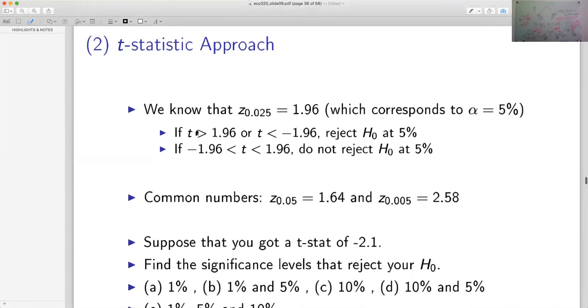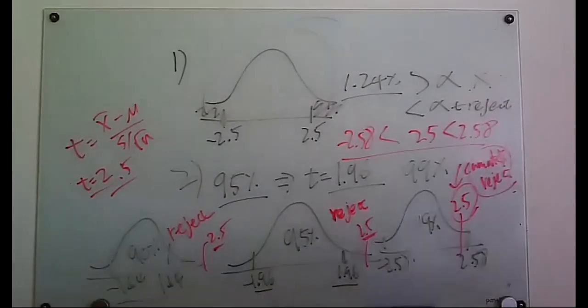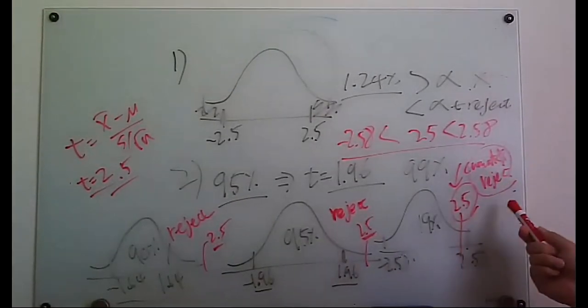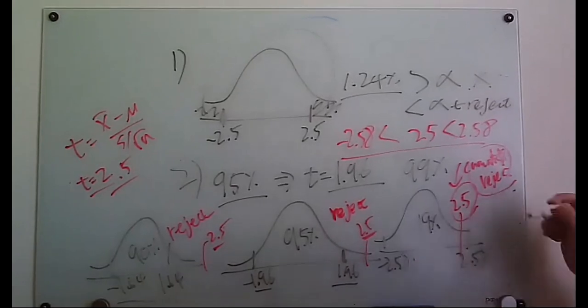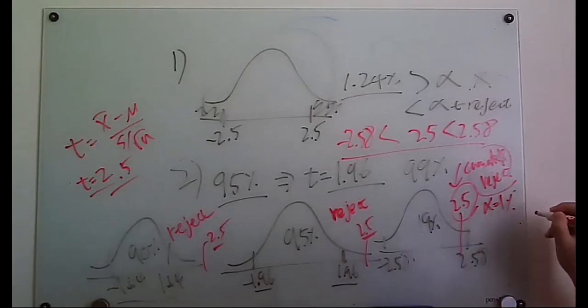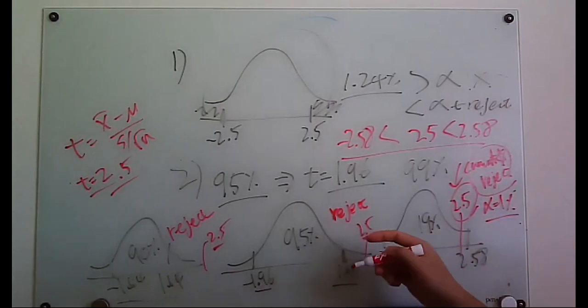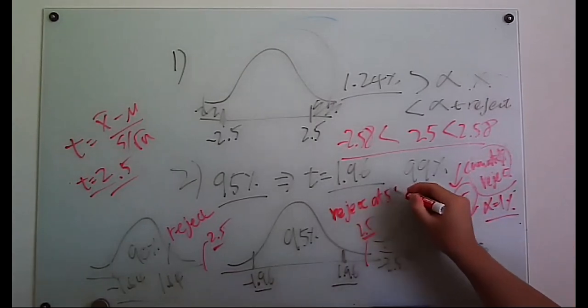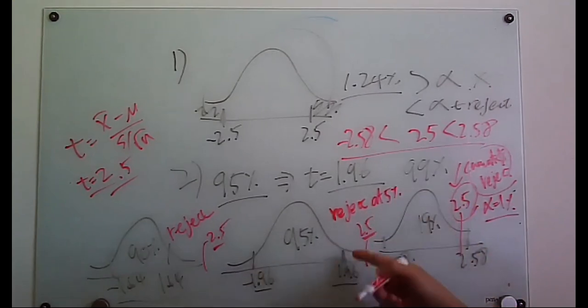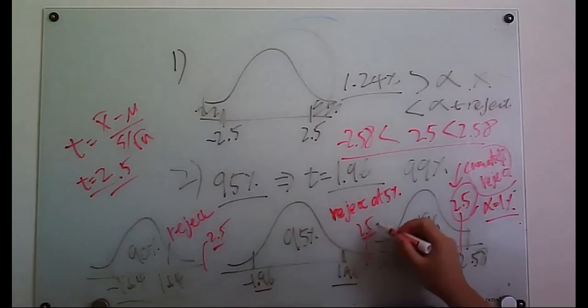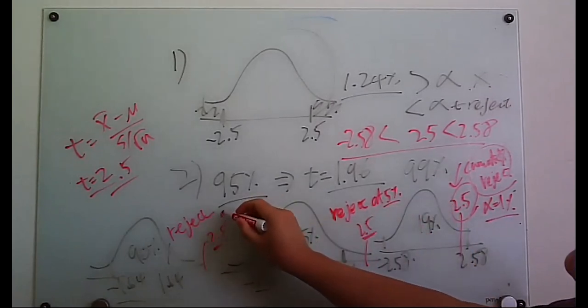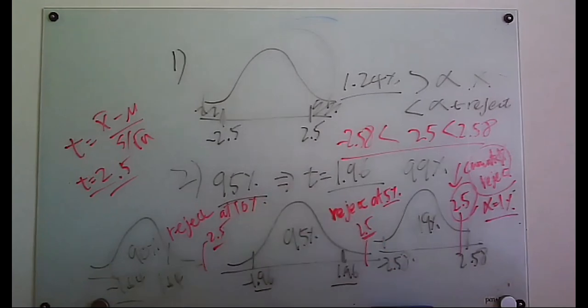So if t is greater than this, reject at the 5% level. And by the way, I forgot to explain, this means you cannot reject at the 1% level, alpha equal 1%, or 99% confidence interval. So this one, reject at the 5% level, because 5% is alpha, the significance level, I mean the confidence level is 95%, so the significance level is 5%. This is reject at the 10% level. So this is how you do that.